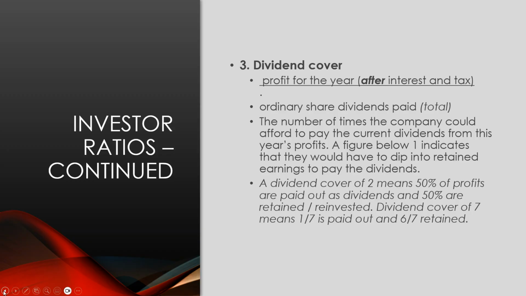So the higher the figure, the more profits are being retained in the company, which isn't good in the short term if you're looking for income, but in the long term it is good. It suggests that the company is reinvesting. Either that or they've run out of cash. So you need to look at the statement of financial position or the statement of cash flows and see what that situation is. Okay, the next one we've got is price earnings ratio.